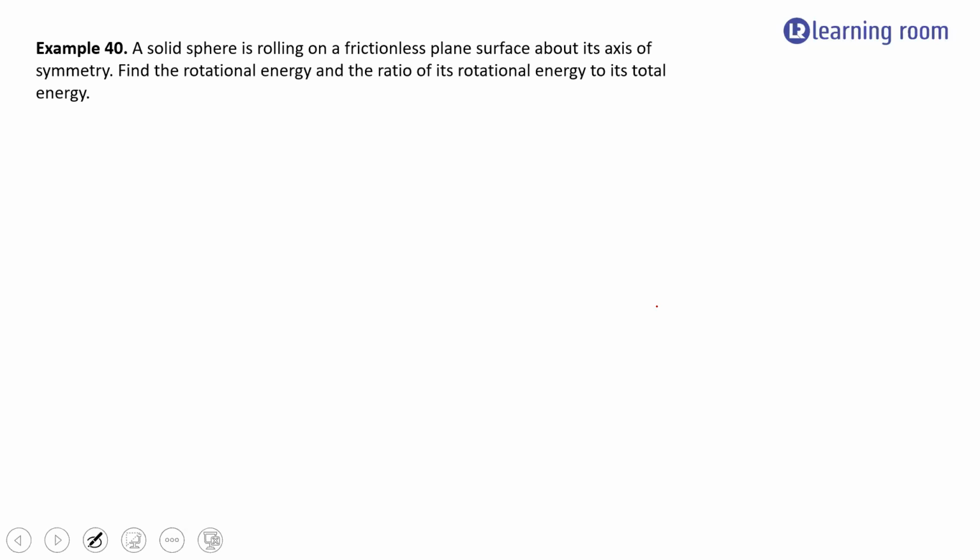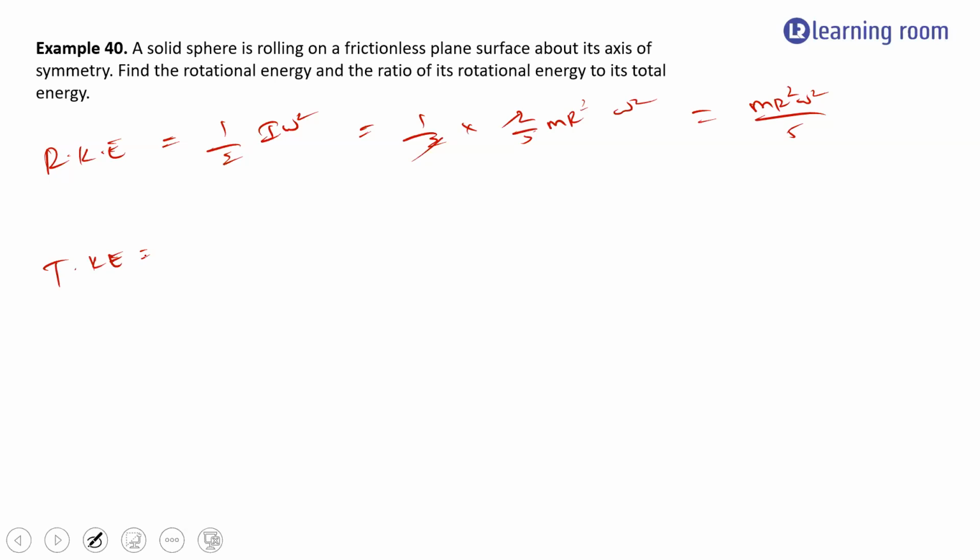What is the answer? The moment you find the rotational kinetic energy, find it based on the total kinetic energy. So rotational kinetic energy is how much? Half I omega square. Half into I is 2 by 5 m r square omega square. So 2 and 2 will get cancelled. So it is m r square omega square by 5. What is the translational kinetic energy? Half m v square, half into m into r square omega square, because v is equal to r omega.